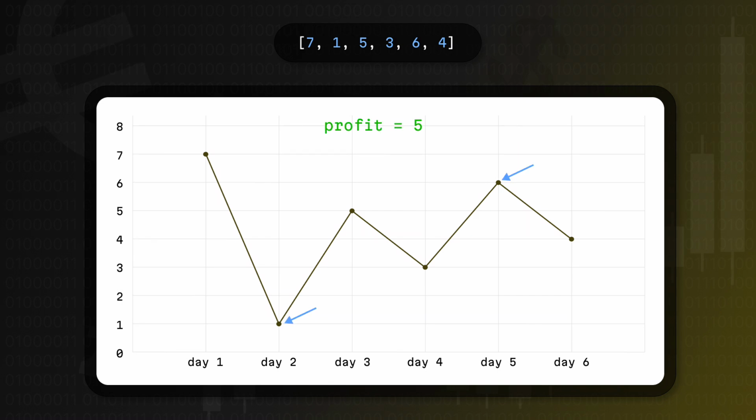As you can see, the best overall choice is to buy on day 2 at price 1 and sell on day 5 at price 6. This gives us the maximum possible profit of 5. So basically we go through all possible pairs of days and try to find the maximum profit we can earn. Let's turn this idea into the code.